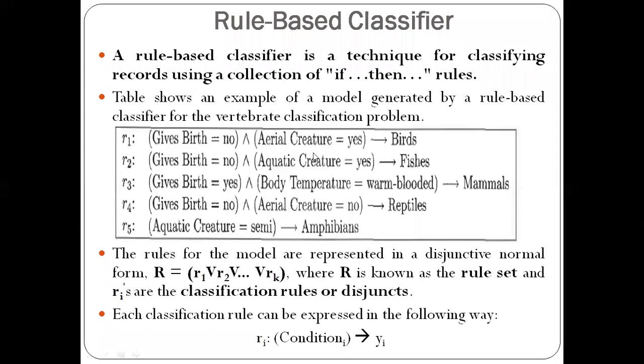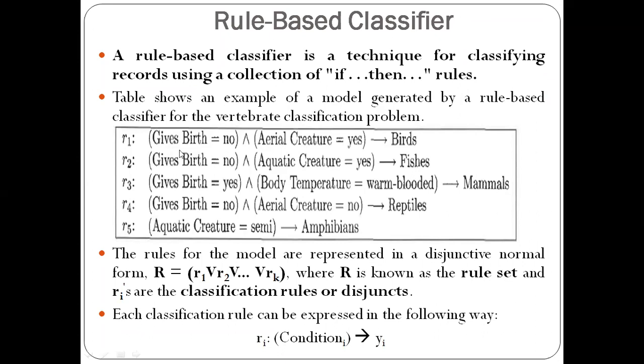Here we have a rule set for the vertebrate classification problem. If you observe, we have a set of rules R1, R2, R3, R4, and R5. Each rule is in the form of if-then: if condition, then class label. If gives birth is equal to no and aerial creature is equal to yes, then the class label is birds. If the test record or training record has these attributes satisfied, we assign the class label as birds. And the second rule is R2.